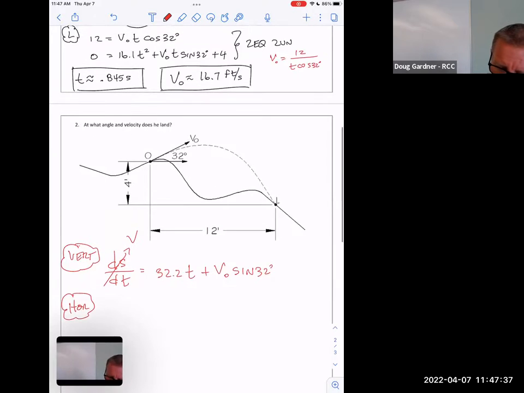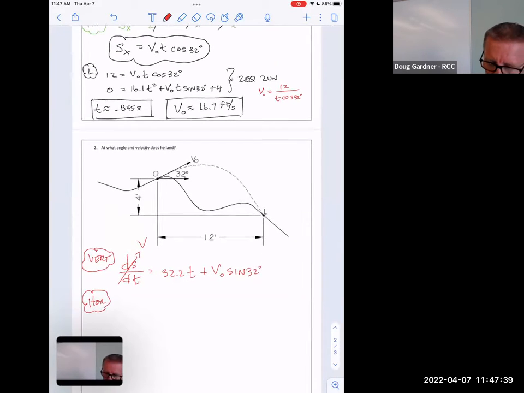And then if I take the derivative of our second equation, the derivative of s of x would be, again, ds dt, which will then become the velocity in the x direction. The derivative of v0t cosine of 32 is just v0 cosine of 32, because the acceleration is nothing.